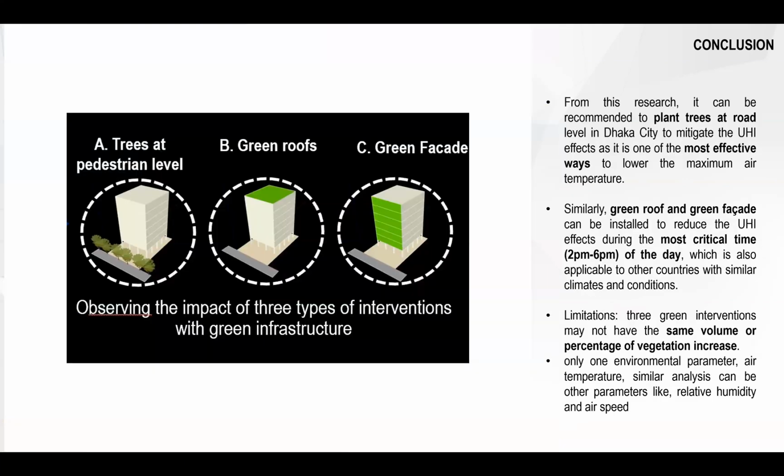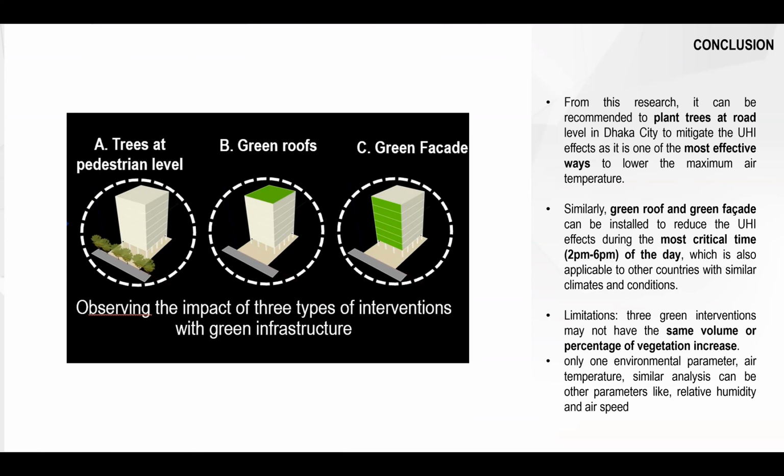And from this research, we can say planting trees is the most effective. So we should encourage planting more trees at road levels. And similarly, green roofs and green facades are also effective during the critical time of the day.